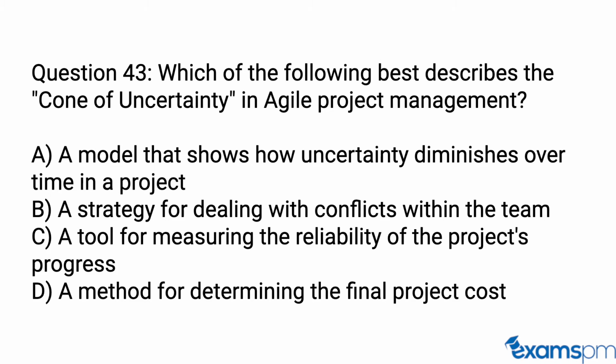Question 43. Which of the following best describes the cone of uncertainty in agile project management? A. A model that shows how uncertainty diminishes over time in a project. B. A strategy for dealing with conflicts within the team. C. A tool for measuring the reliability of the project's progress. D. A method for determining the final project cost.